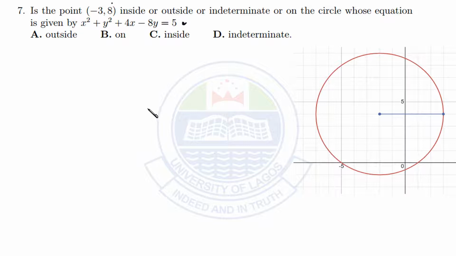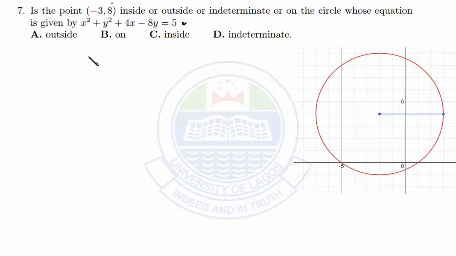Now, if we know that, we can compare the distance between the center and this point with the radius. If the distance between the center and this point is less than the radius, that means this point must lie inside this circle. But if the distance is greater than the radius, the point lies outside the circle. If they are equal, this point lies on the circle. And if the distance is extremely big compared to the radius, it's indeterminate, and I don't think we should have this case of indeterminate.